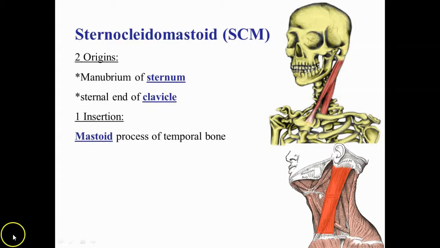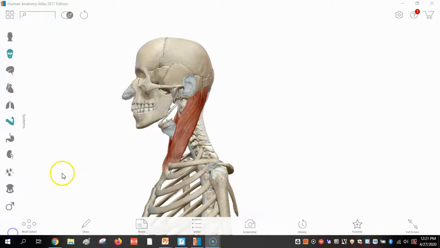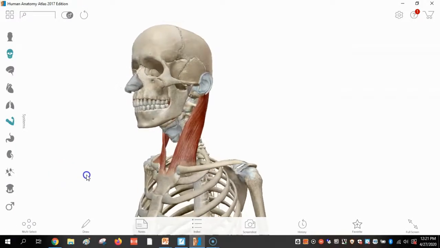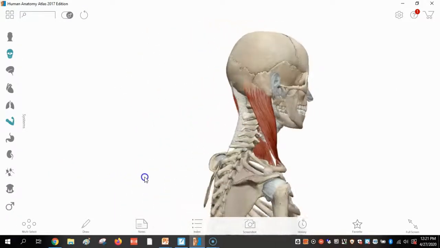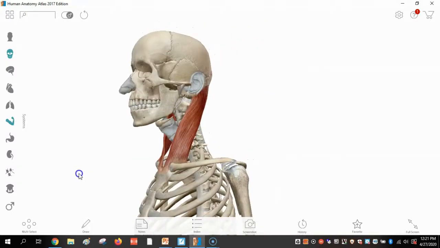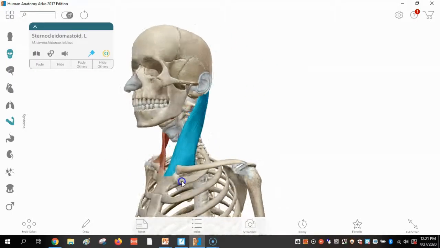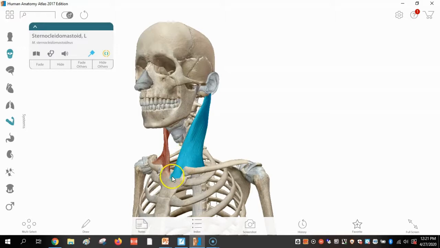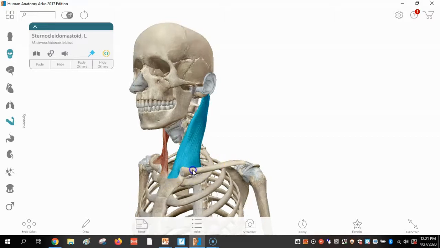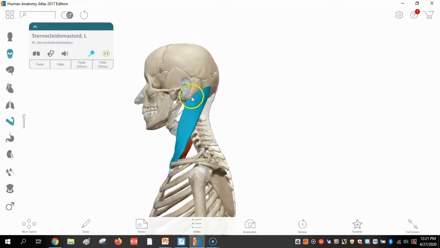So let's take a look at our anatomy atlas for a little bit better view of this. So here's the sternocleidomastoid on the anatomy atlas. I've removed every other muscle and just left that. Sometimes you'll see a little bit of a split here between the sternal head of the muscle and the clavicular head, sometimes not. So just be aware it's presented a little differently, but you should always be able to notice it's attaching to the sternum and clavicle on the lower end and to the mastoid process on the upper end.